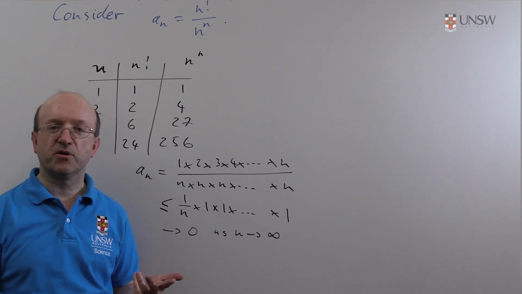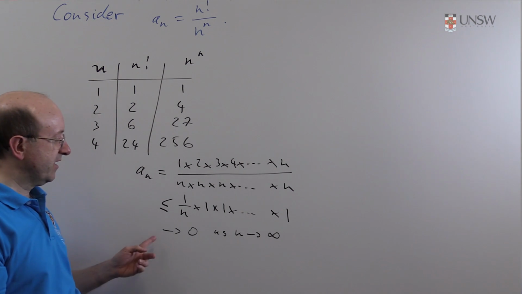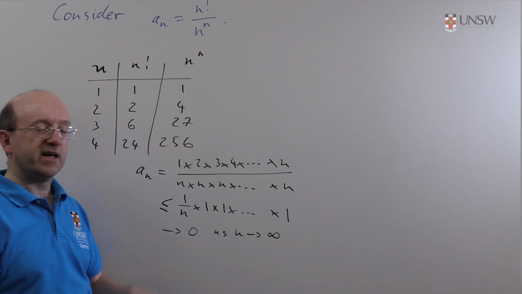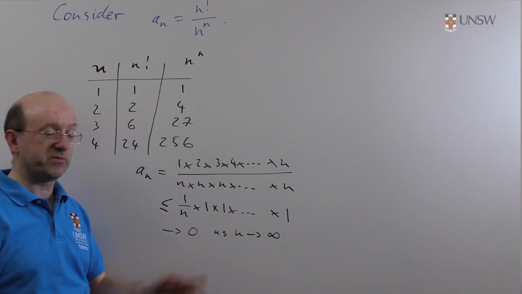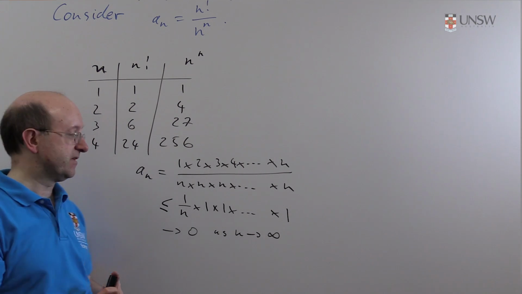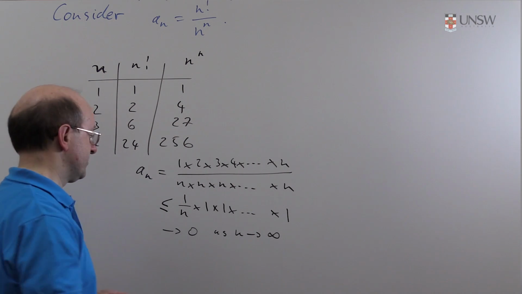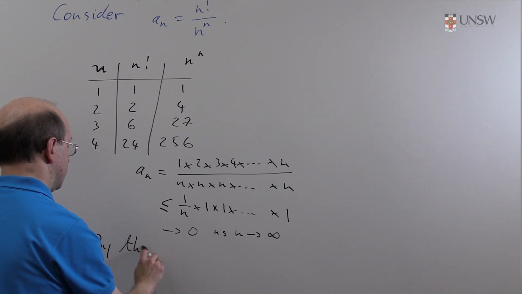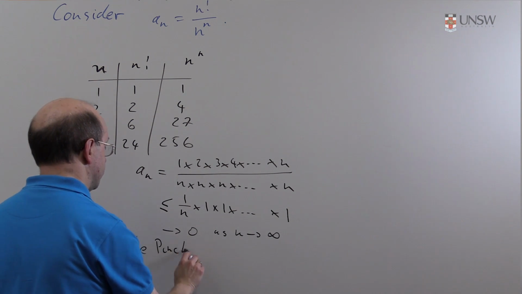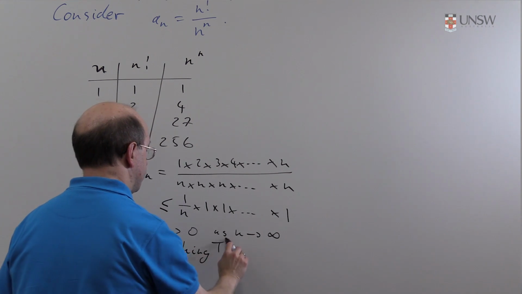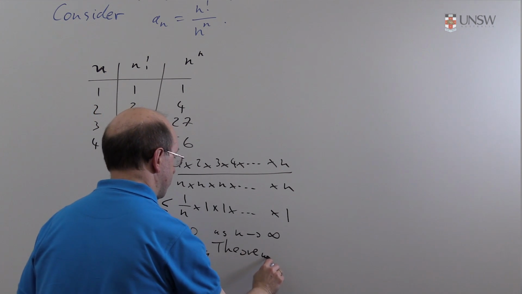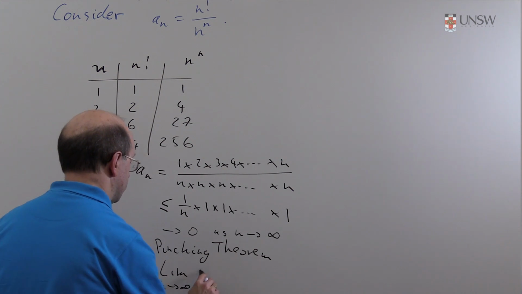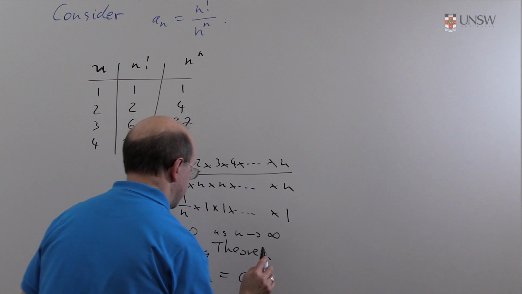Now, a_n, of course, is positive, it's a collection of positive terms, so by the pinching theorem, since a_n is bounded below by 0, and is less than or equal to something that tends to 0 as n goes to infinity, a_n itself must tend to 0. So, by the pinching theorem for sequences, the limit as n goes to infinity of a_n is 0.